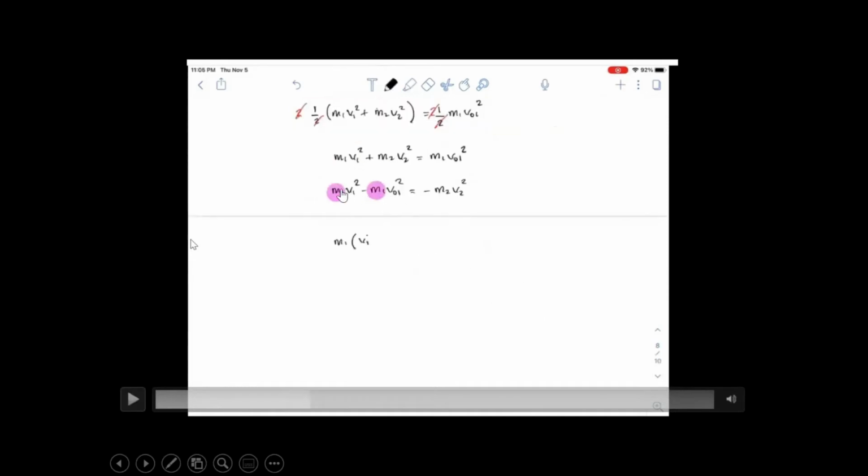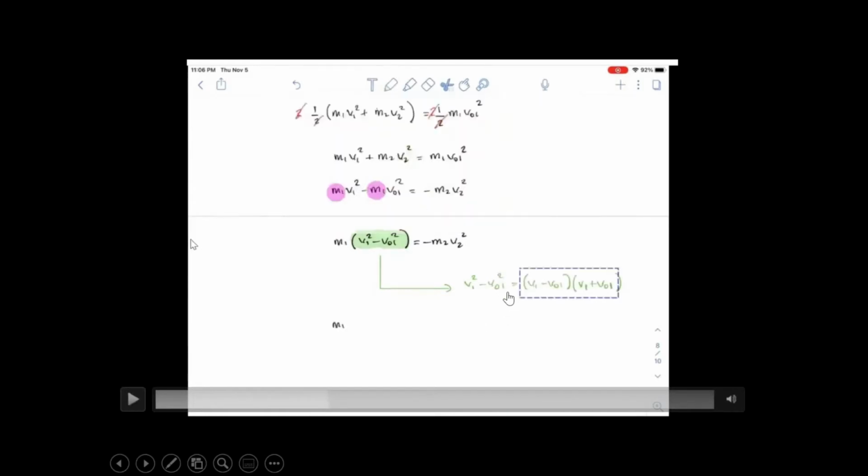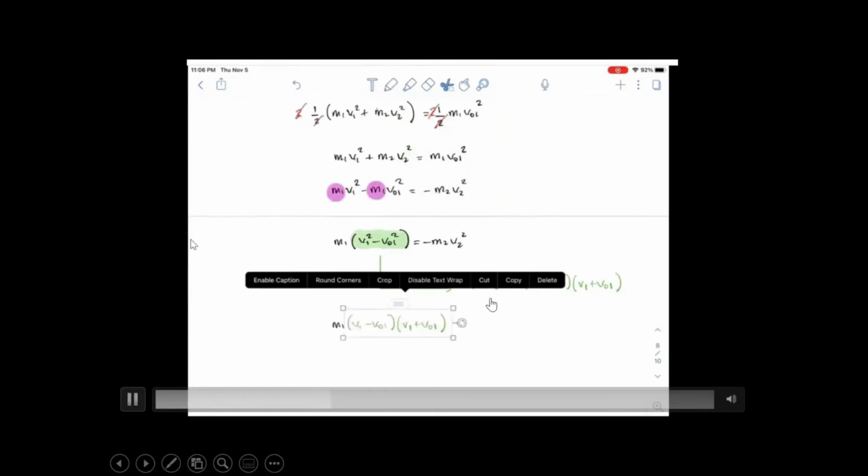Obviously mass is the common term here, so you can just factor it out. This expression, the square of the first term minus the square of the second term, is a mathematical identity. You can express it like this. If you remember it, awesome. If you don't remember it, it's not a big deal for now.